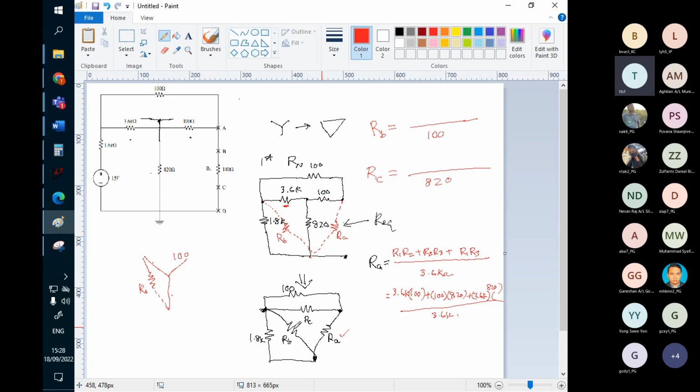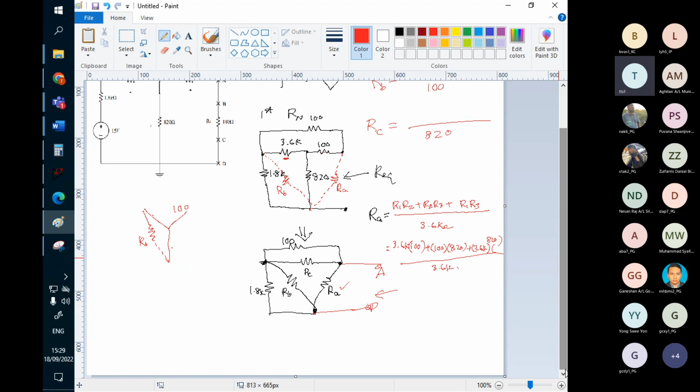Okay, after you convert it, it becomes something like this. So you just need to find the total resistance here. What is the total resistance looking into terminals A and B? These two are parallel. Okay, then what? Then this one will reduce to one only. RC and 100 will combine into one. These two combine into one. And this one stands alone like this.